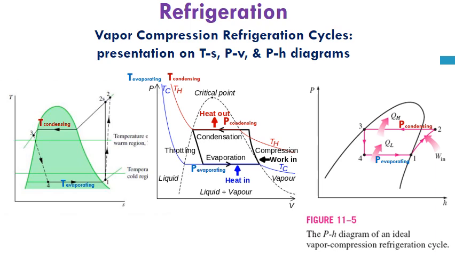The process from 4 to 1, evaporation at constant temperature with a change of enthalpy. Then process from 1 to state number 2, compression inside the compressor, either using isentropic efficiency 100% for isentropic compression, or isentropic efficiency less than 100%, and the S will be increased during this compression stage.